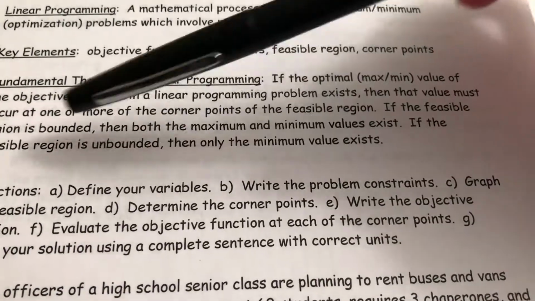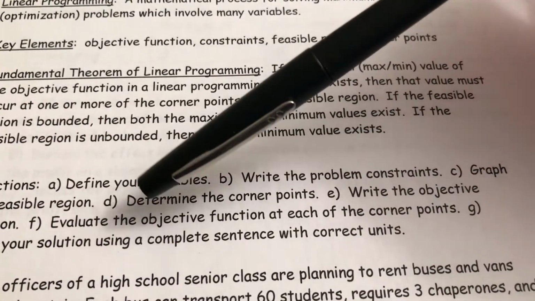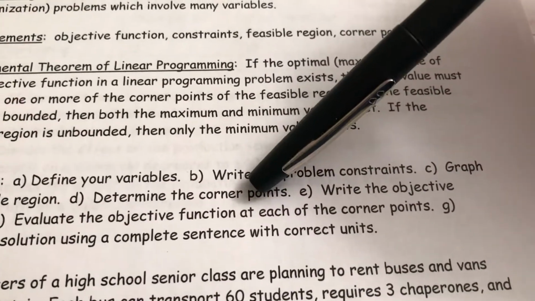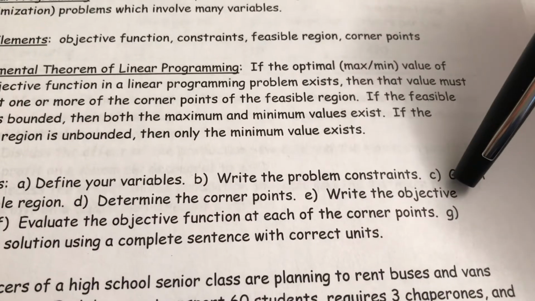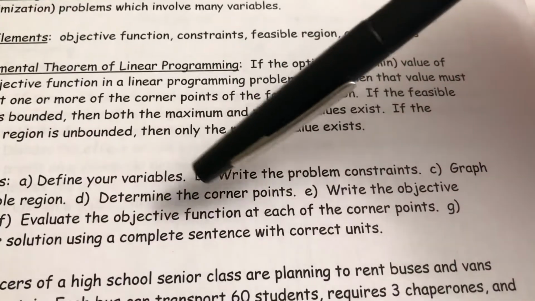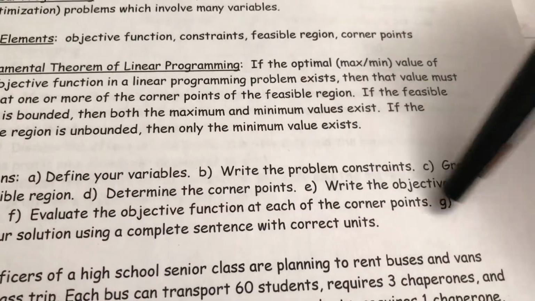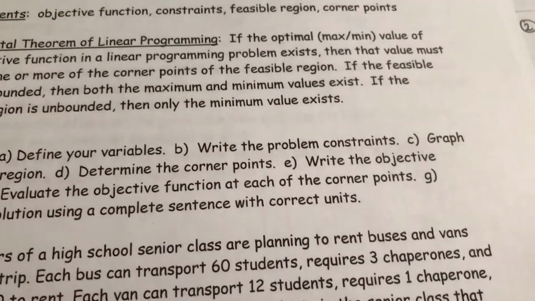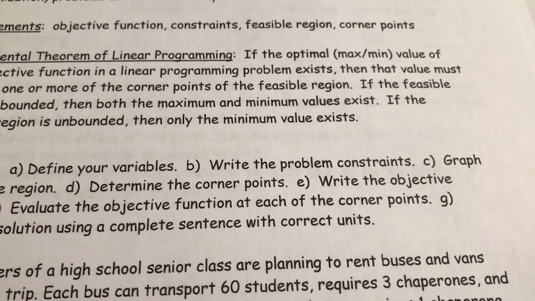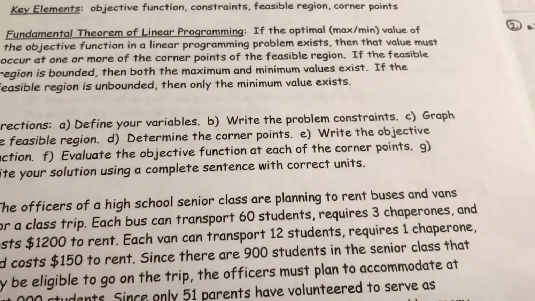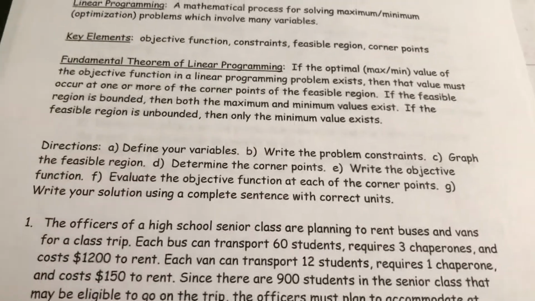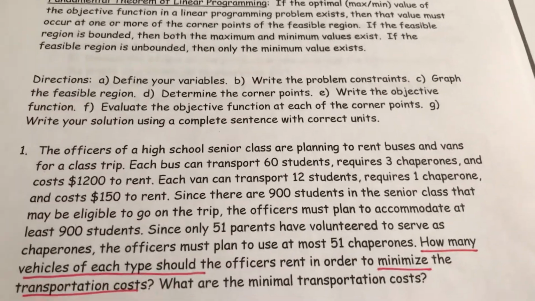Then we're going to graph the feasible region. D, determine the corner points. E, write the objective function. F, evaluate the objective function at each of the corner points. G, write your solution using a complete sentence with correct units. Okay, there are all the directions. Those would be on the exam as well.